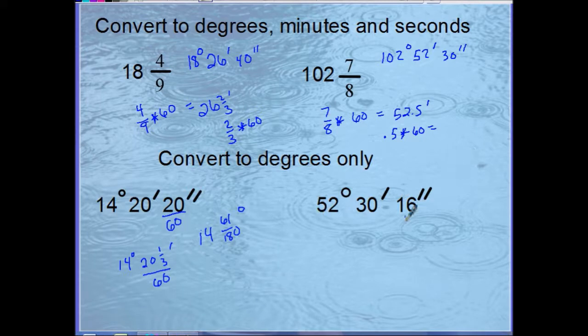So here we go. Working our way backwards, we're going to divide by 60, and that gives me 52 degrees, 30 4/15 minutes. We're going to take that 30 4/15 minutes and divide it through by 60.